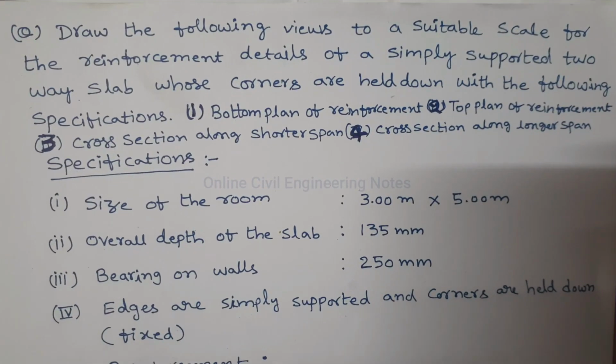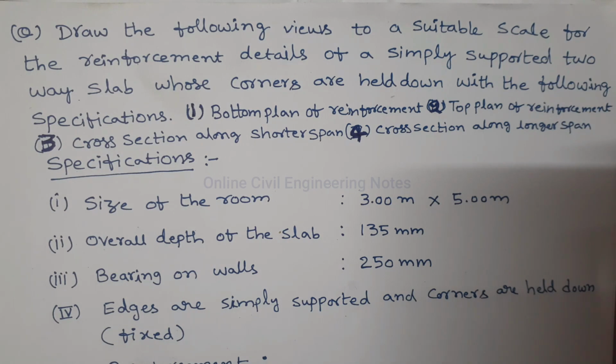Draw to a suitable scale the reinforcement details of a simply supported two-way slab whose corners are held down with the following specifications. Number 1, bottom plan of reinforcement. Number 2, top plan of reinforcement. Number 3, cross section along shorter span. Number 4, cross section along longer span.